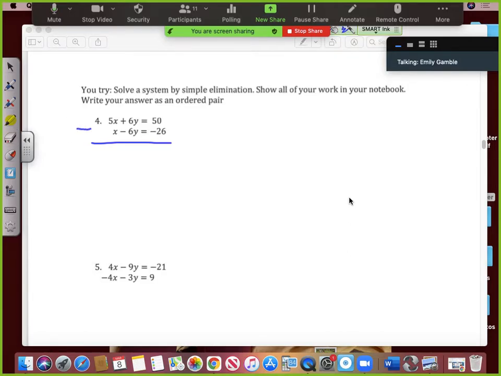The way you determine that is by looking at the variables. So like 5x and 1x, if I add them or subtract them, they're not going to cancel out. So for this one, I can see the y's will cancel out because I see opposite numbers of y's. I see a positive 6y and a negative 6y. Because one's positive and one's negative, the only way to cancel these two out would be to add them together. So what you would do for this example is add the first equation plus the second equation to get your answer.